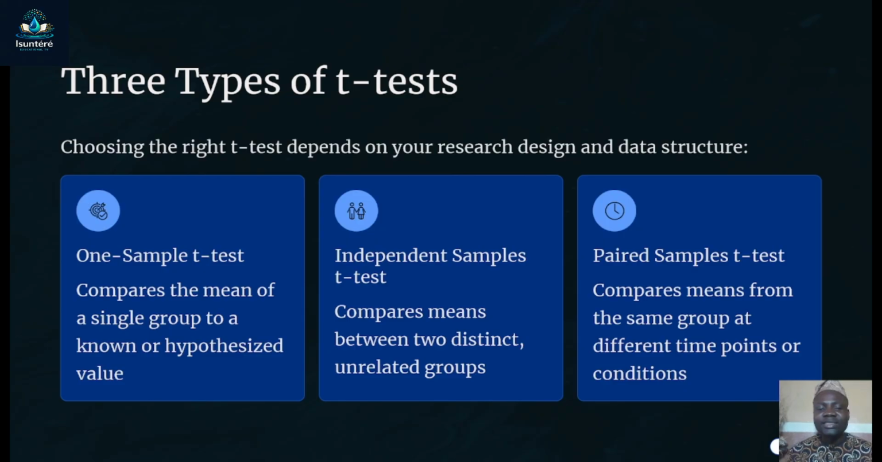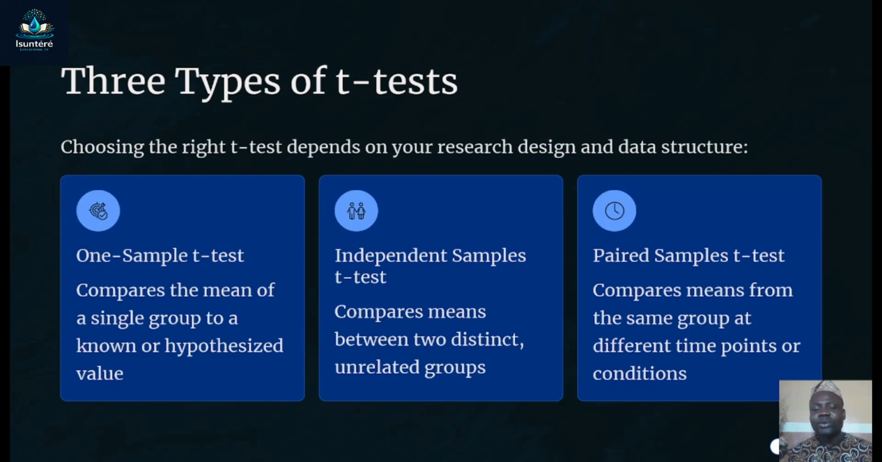The second is the independent samples t-test, whereby we compare means between two distinct, unrelated groups. So there are two populations. We sample A and get the mean for the construct we are looking for. Then we also sample B and get the mean for the construct we are looking for. Then we compare.